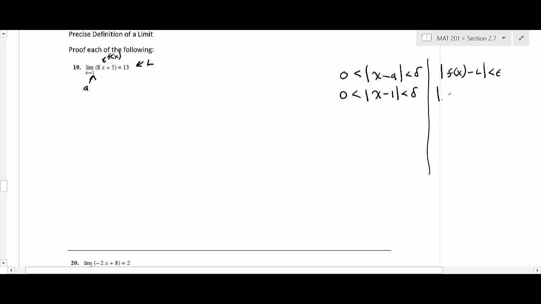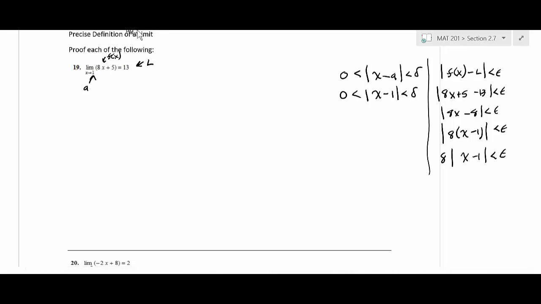So what we have is f of x is 8x plus 5, minus L is 13. So that will give 8x minus 8 less than epsilon. You can factor out the 8 to get x minus 1 less than epsilon. Then the absolute value of 8 will come out of the absolute value, so you get this. So you're trying to establish this connection.